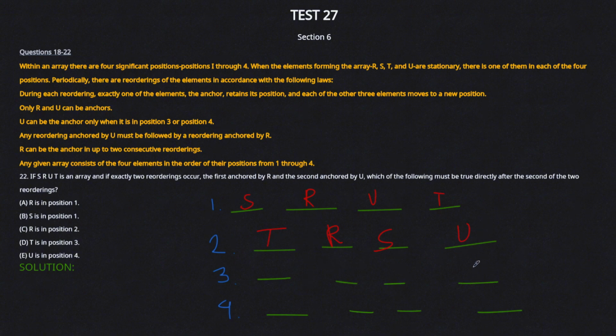And then here again U has to be the anchor, so it will retain its position. And then these 3 can interchange. But there is no limitation for these 3 here. They can go anywhere. T can go at number 2 or 3, S can come at number 1 or 2, and R can go at number 1 or 3. I mean, there are no restrictions here. So let's go over to the options. And the only absolute here is that U has to be at number 4, which we see at option number E, which is the correct answer.